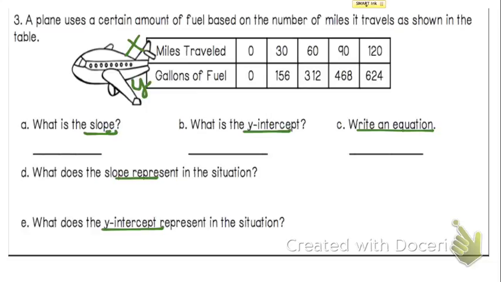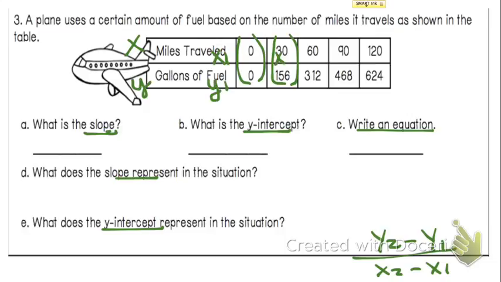I also need to know what slope represents and what the y-intercept represents. Okay, so I need to use my slope formula to find my slope here. So I'm going to write my slope formula down here, y2 minus y1 over x2 minus x1. I'm going to pick out 2 points. Here's a point, and here's a point. I'm going to label my points. This would be x1, this would be y1. This would be x2, this would be y2.